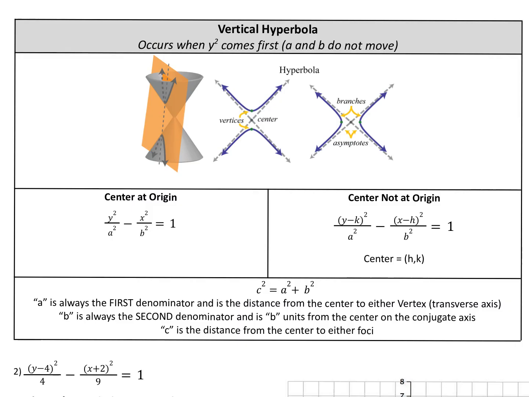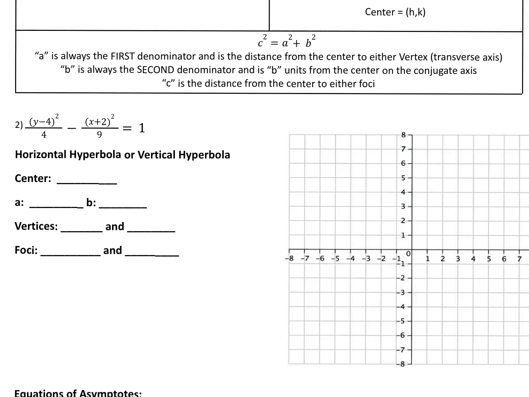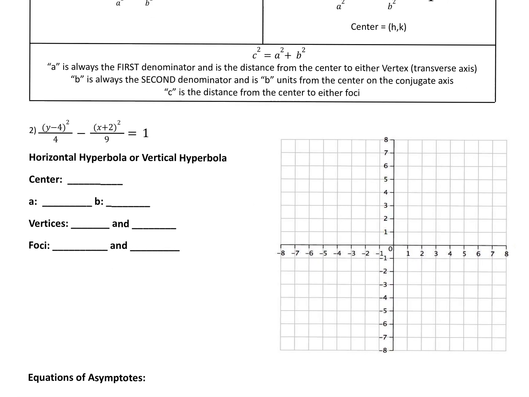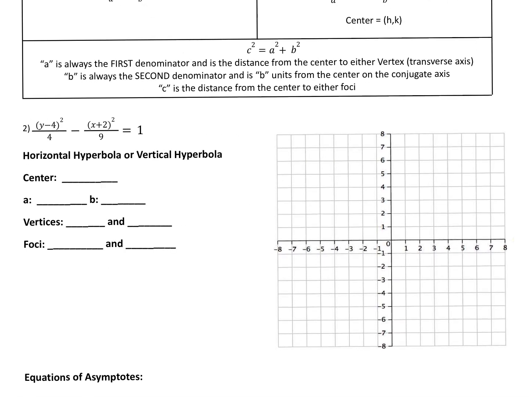Okay, the last thing that we're going to talk about is a vertical hyperbola. This occurs when the y squared comes first. The a and the b still do not move. A and b are not moving, but this time the y squared comes first. Everything else remains the same. So I'm actually going to get you started on this one, and I really would love for you guys to finish this for homework.